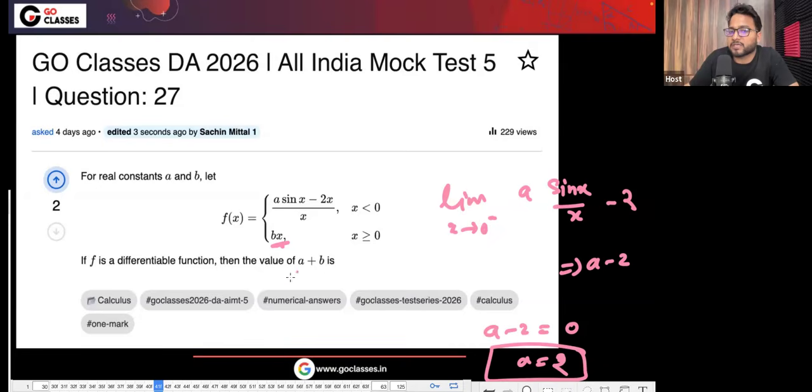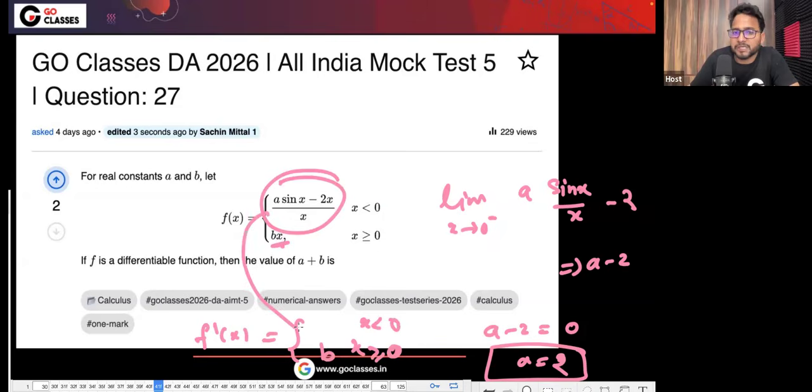You can use the definition of differentiability here, right? How to use that definition? You can say that just after 0, the function is bx, okay, and the differentiation of this, the f dash x, you can find out just after 0. Okay, this is b. What about less than 0? What about the differentiation of this? You can directly differentiate if you want to. Otherwise, you can use the formula of limit for the differentiation.